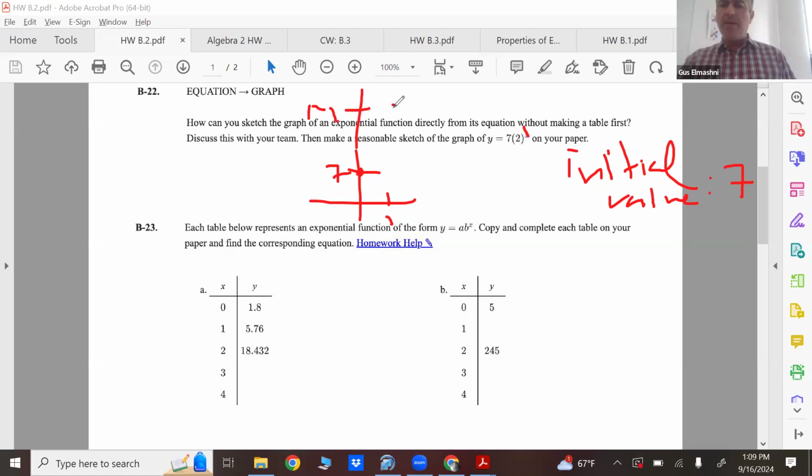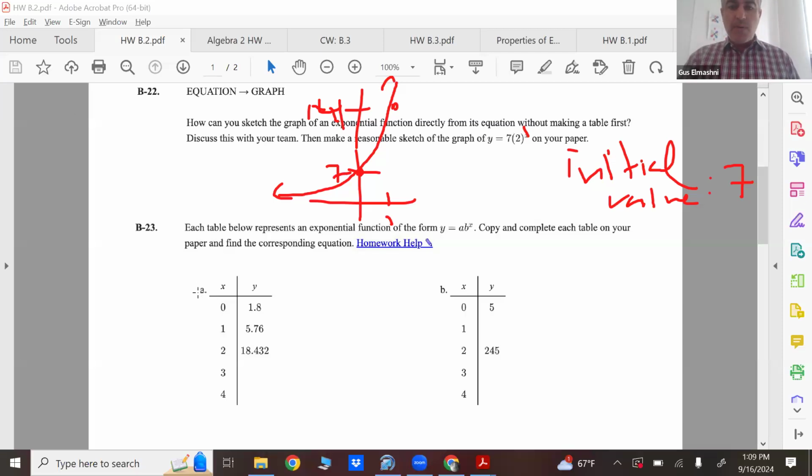So yeah, you totally can. And you know the graph generally looks like this. So you don't necessarily need to make a table. You just look at what's in the equation, right? 7 is the initial value. 2 is the growth factor. Start with 7 and double it. If you want to double again, you get 28, 56, 112, 224, and so forth.